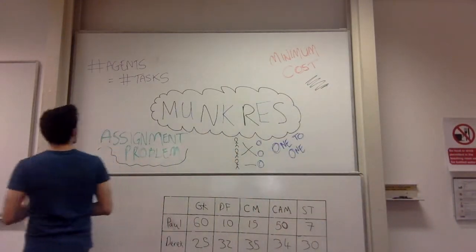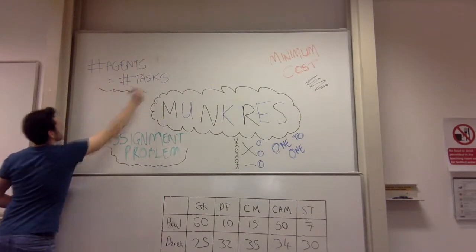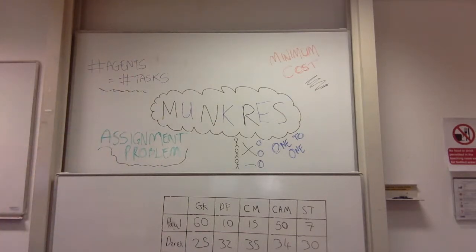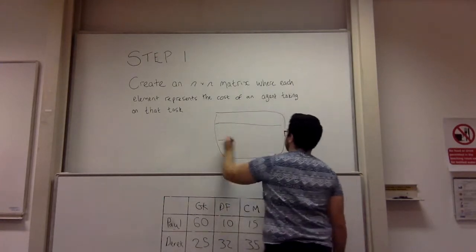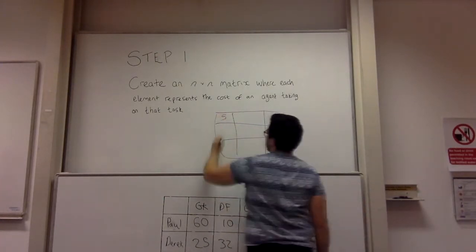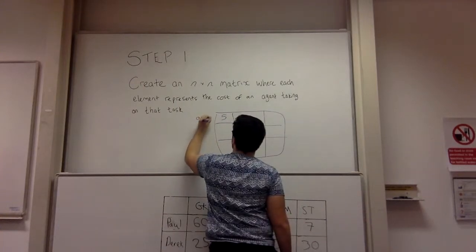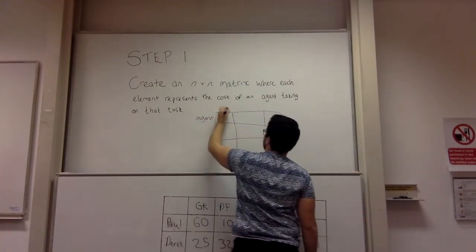Some assumptions to the algorithm are that the amount of agents is equal to the amount of tasks, and that the algorithm is always trying to find the minimum cost. First step to the algorithm is to create a matrix of n by n size. This is where each element corresponds to the agent taking on its task. This is the cost.